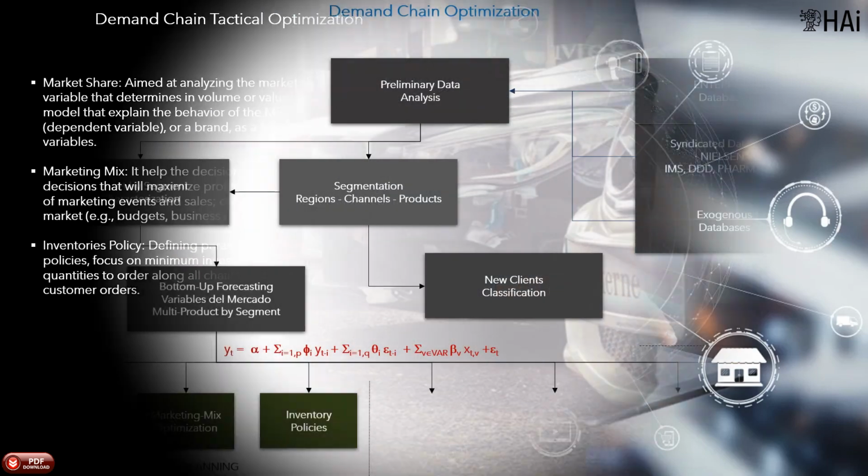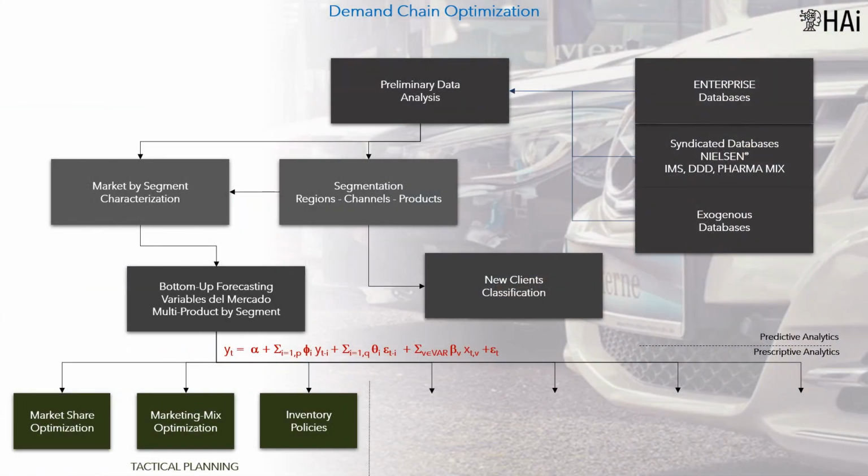Demand chain tactical optimization: models to optimize the goals to be achieved in marketing and sales activities in the medium term. The tactical planning models are market share, aimed at analyzing the participation in a market. It aims to identify the model that explains the behavior of the market share of a manufacturer or a brand as a function of the market variables. Marketing mix helps the decision makers to determine the decisions that will maximize profits derived from the management of marketing events and sales, considering the constraints of the market, for example, budgets and business rules. Inventory policies define parameters for inventory management policies, focusing on minimum inventories of finished products and quantities to order along all chain facilities that must meet the end customer orders.